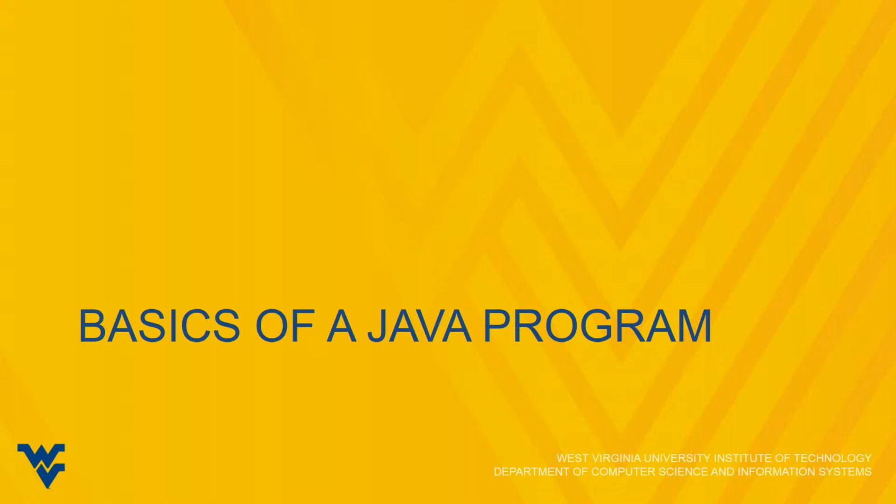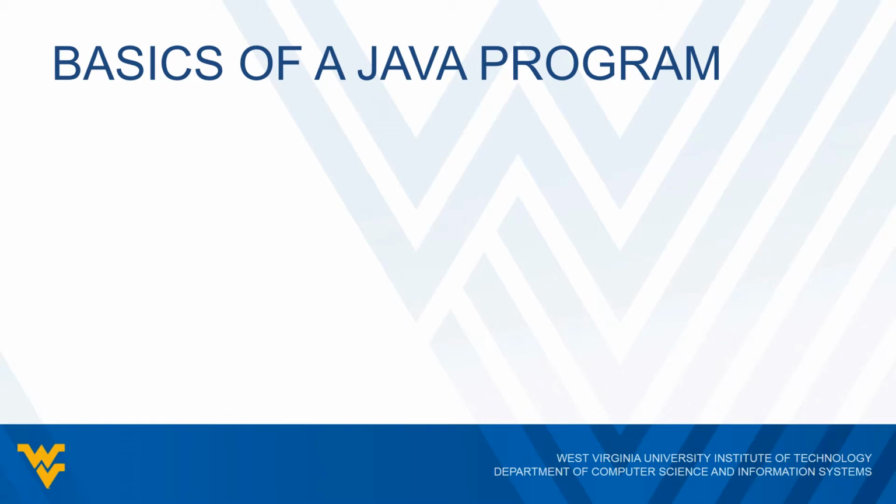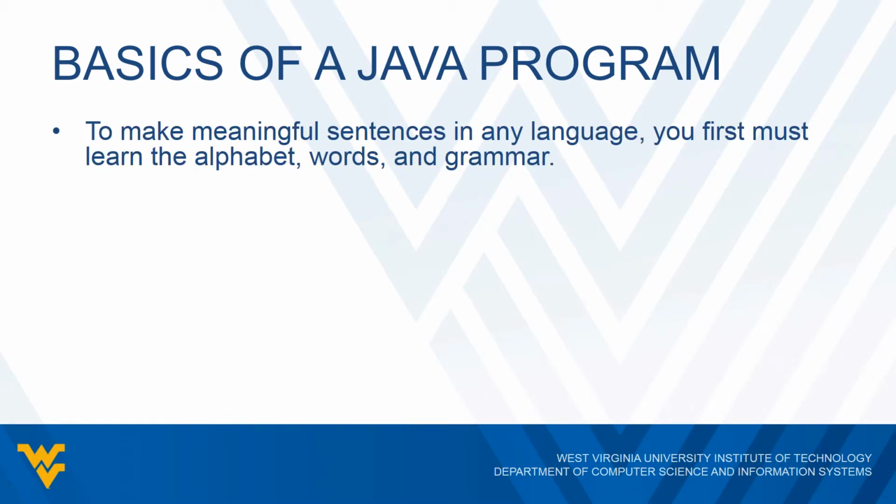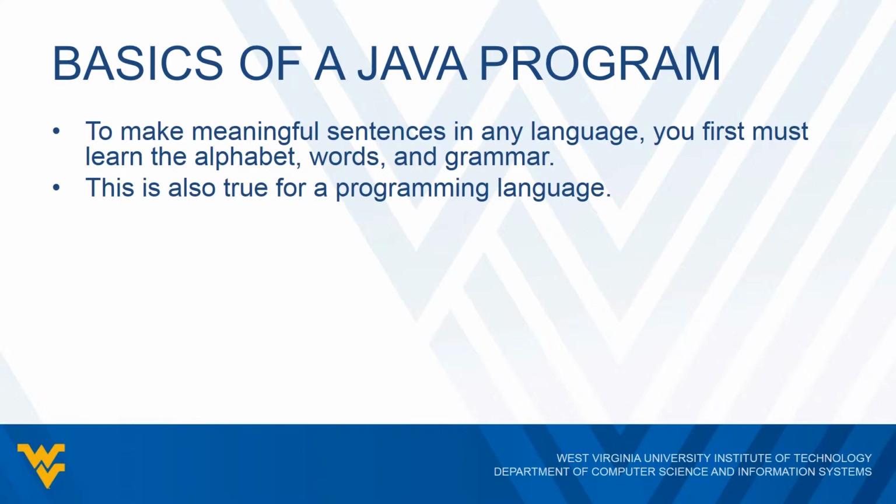So let's now take a look at the basics of a Java program. In order to make any meaningful sentences in any language, doesn't matter if you're talking about English or Spanish, French, German, Italian, doesn't matter. You first need to understand the alphabet, the words, and the grammar of that language. Well, the same is true for a programming language.